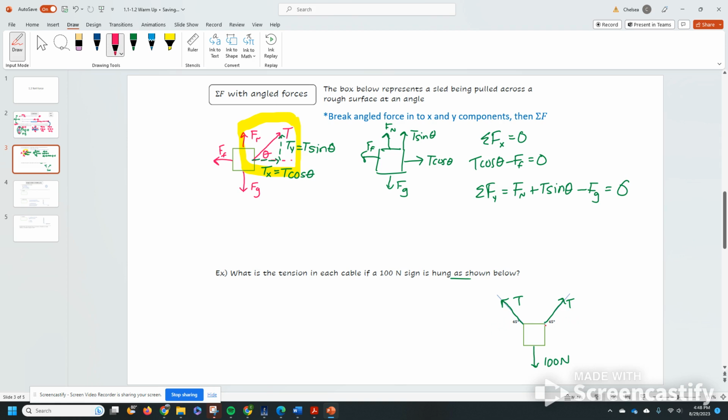Cool. So I know that things are going to balance out in all directions. The x direction is not going to be super helpful to me because I've got something pointed to the right and left. They're both T cosine theta, and it's not going to give me any numerical answers. So let's look at the y direction. Each of these has a T sine 45.